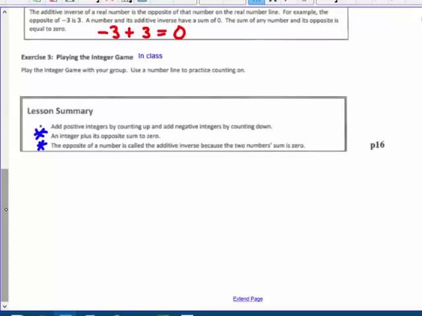And the summary of this lesson is that you add positive integers by counting up and add negative integers by counting down. So you add positive integers on a number line by going to the right, counting up, and adding negative integers by going to the left, counting down. An integer plus its opposite, or its additive inverse, sum to 0. Like negative 6 plus 6 will give you 0. The opposite of a number is called the additive inverse because the two numbers' sum is 0. When you add them together, you're going to get 0.